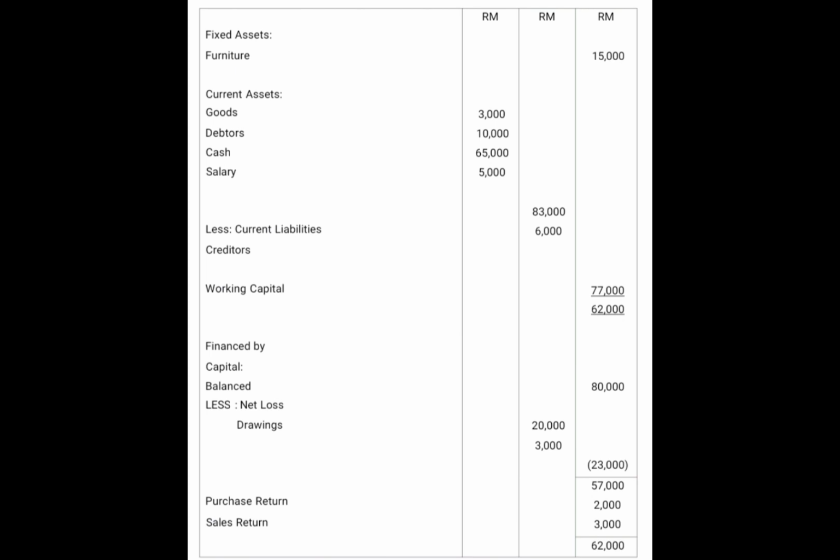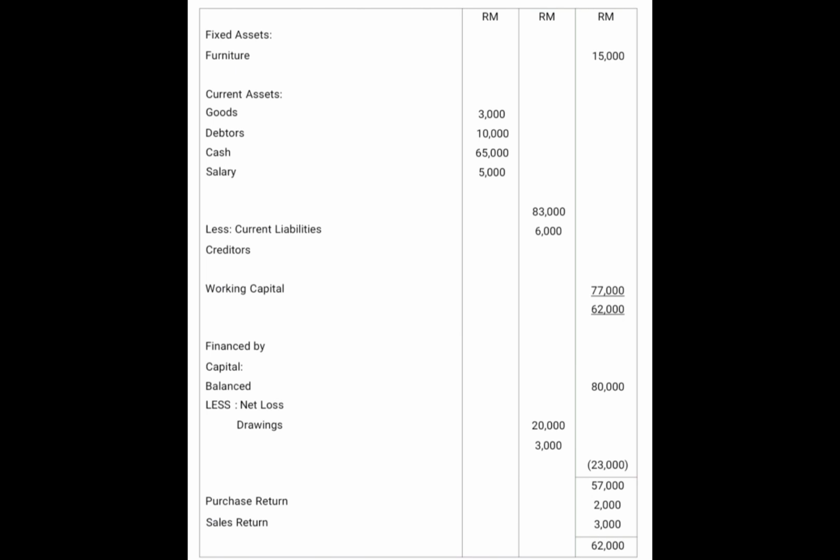Balance sheet as at 31 October 2020. Fixed asset is furniture 50,000. Current assets are cash 65,000 and debtor 10,000, equal to 75,000. Current liabilities are loan 12,000 and creditor 6,000, which gives 18,000 because the loan is 12,000 plus the creditor 6,000.